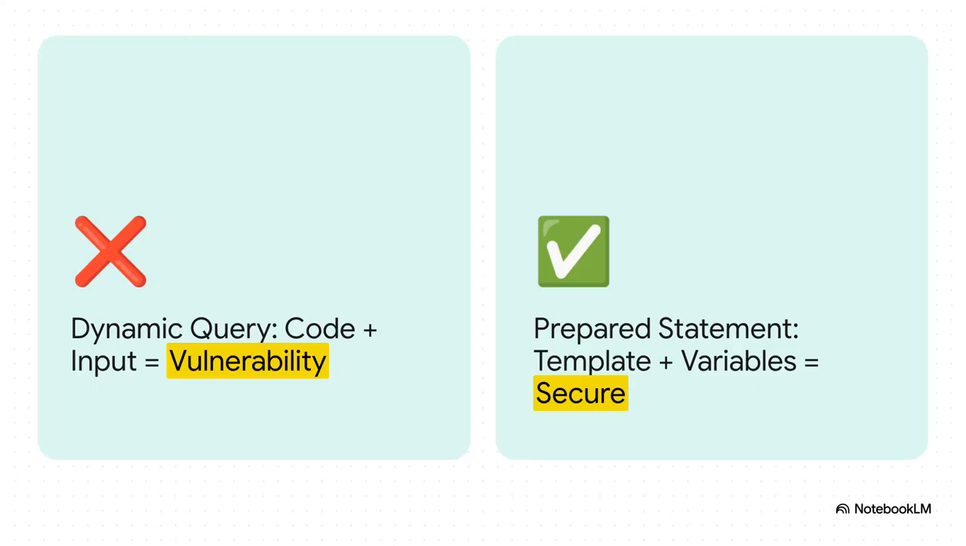With a dynamic query, unsanitized input just gets glued right into the code. This confuses the database about what is an instruction and what is just data. But with a prepared statement, the database compiles the query template first. Then it drops the user input strictly into the variable placeholders. So even if an attacker types or 1 equals 1, the database just views it as a literal string of text to search for rather than an executable command. It completely neutralizes the threat of dynamic query manipulation.